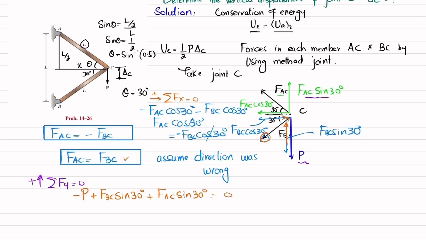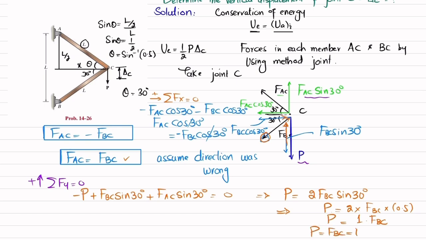Since FEC is equal to FBC, so I will write P is equal to 2 times FBC sine of 30 degree. And from here, FBC is equal to 2 multiplied by FBC, and sine of 30 is equal to 0.5, which will be equal to 1 multiplied by FBC. Okay, so this is equal to P. Let me correct it. This is equal to P. So it means that P is equal to FBC, which is equal to FAC. Now you have forces in each member, clear?